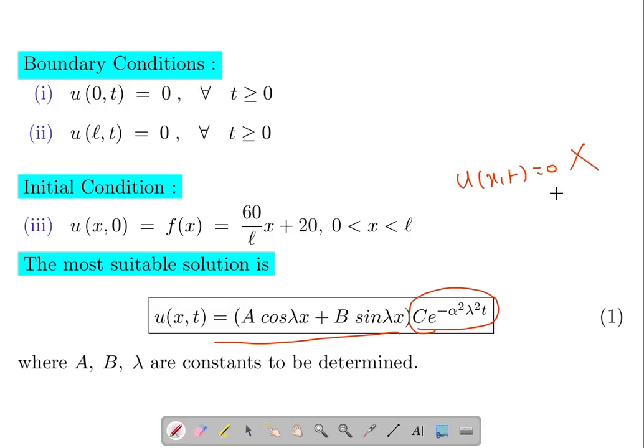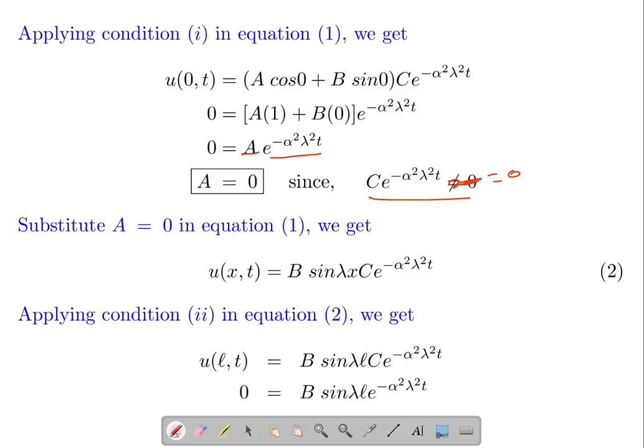So that is not possible. Since it is 0, for all t the temperature is 0. That is not possible, because we already have some amount of temperature. Therefore, our consideration that this is equal to 0 is wrong. So from this we consider that this is non-zero. Since this is non-zero, the only possibility is a is 0. So therefore a is 0.